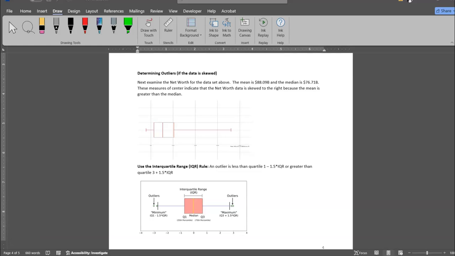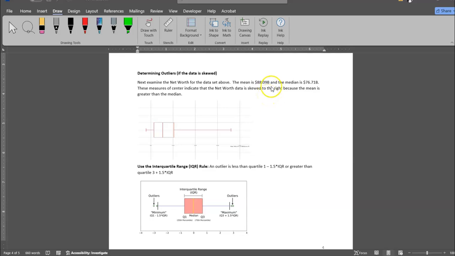So this time we're going to look at determining outliers if the data is skewed, or if it's not normally distributed or symmetrical. So this time we want to look at the same data set, but this time we want to do net worth. And remember that if it's skewed, that means the mean and the median are not equal or closely equal to each other.